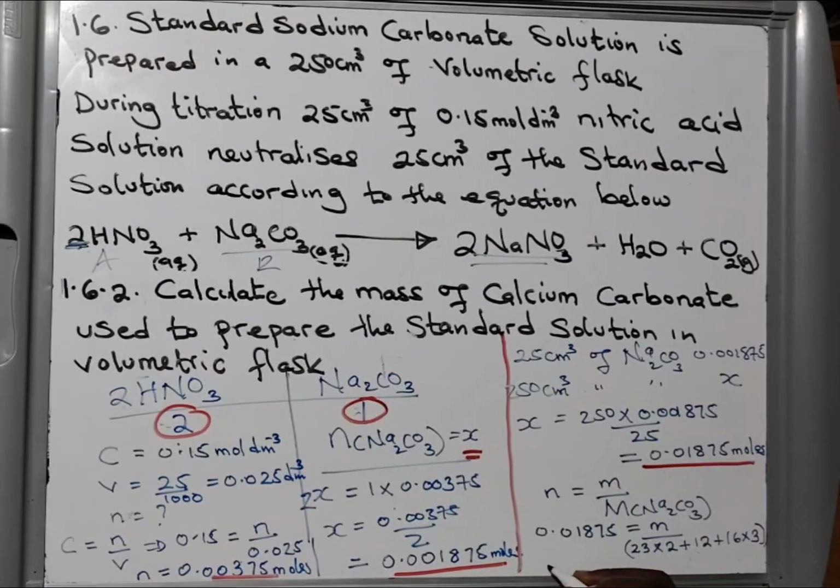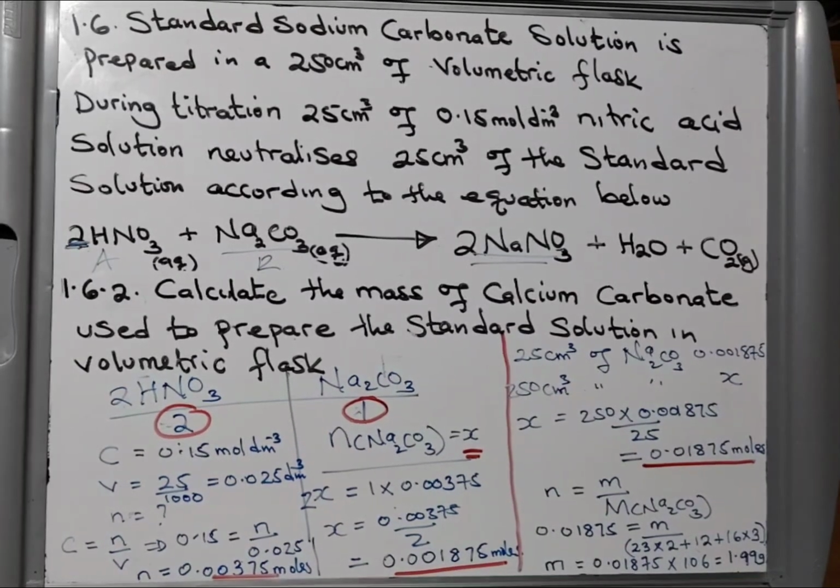So after cross multiplying, this is what we are going to get. You get mass as 0.01875 times, from here we have 106. And what we get here is going to be the mass which was dissolved. Then after computing with the calculator, we get this to be our mass. So the mass which was initially dissolved in the 250 cubic decimeter volumetric flask was 1.99 grams.